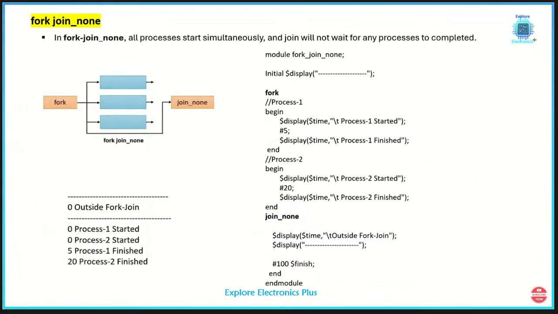So fork join is mainly used for starting the processes simultaneously. If you use join, it will wait for all the processes to get completed. If you use join any, when at least one process gets completed, we can come out. If you use join none, no process needs to get completed, we can come out of the block.